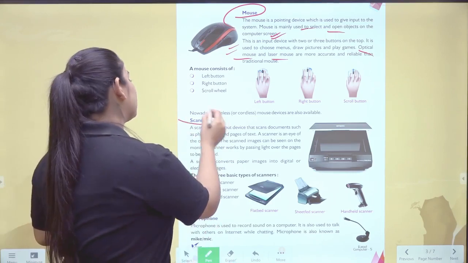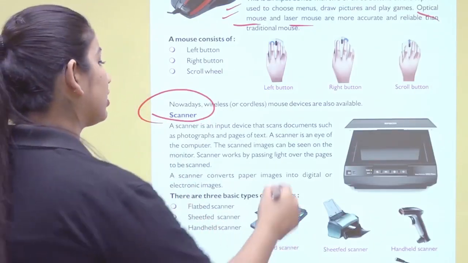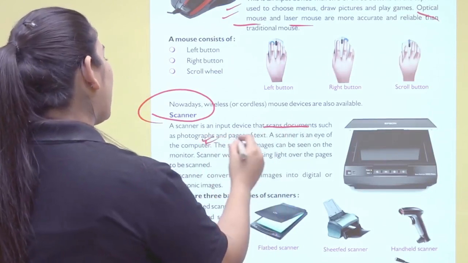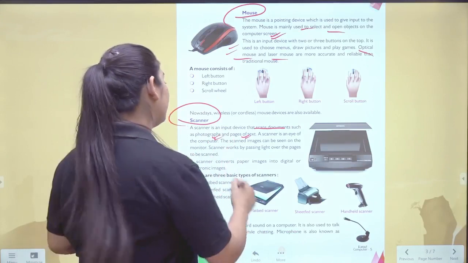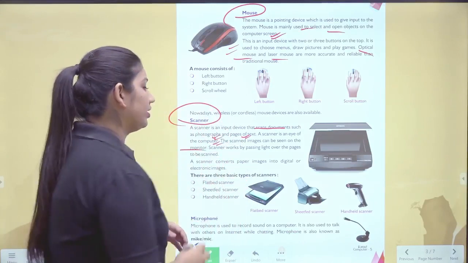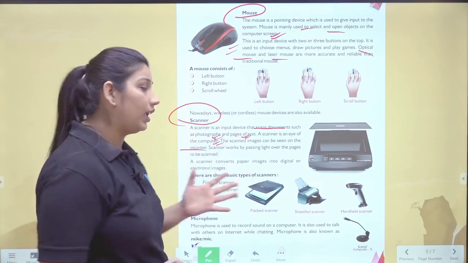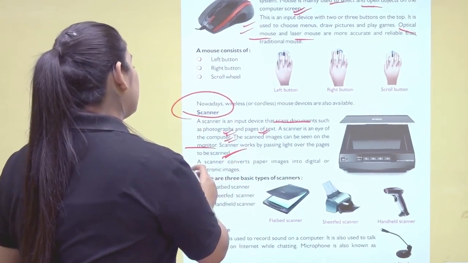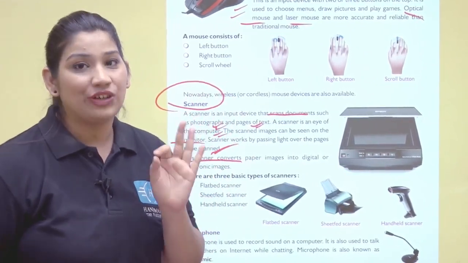Next comes the scanner. A scanner is an input device which is used to scan documents such as photographs, pages, etc. A scanner is called the eye of the computer. Scanned images can be seen on the monitor. A scanner works by passing light over the image or the page. The scanner converts paper images to digital or electronic images.